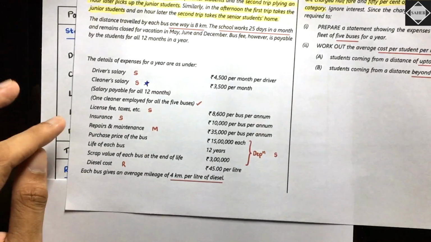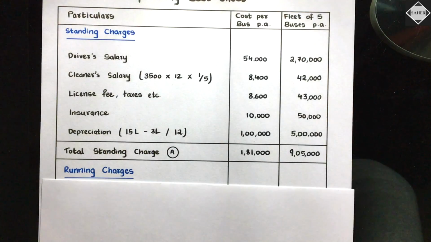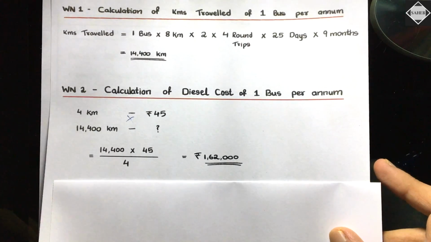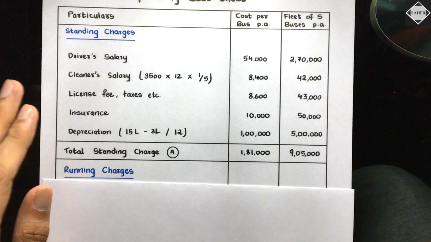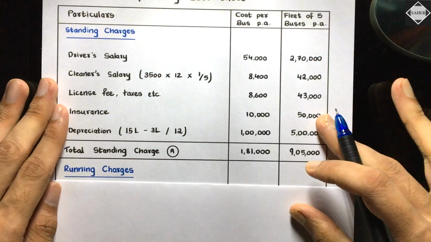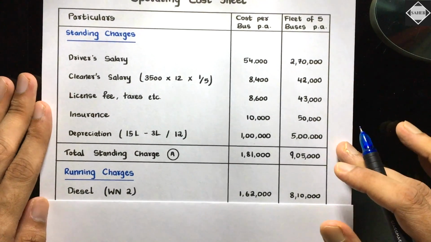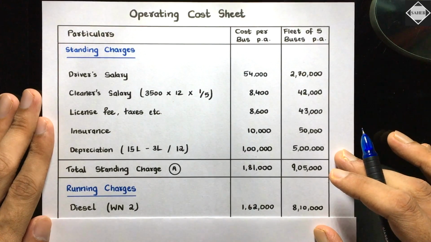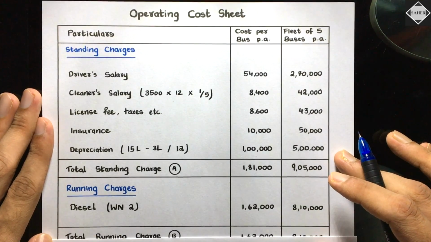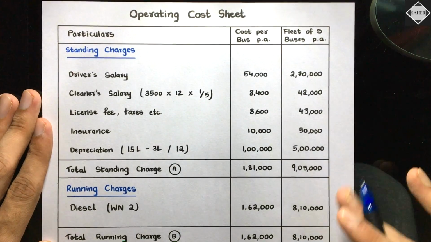You know that. What is that? Diesel cost. Only one variable cost. 45 per liter they said. We did the calculation and we found it to be 1,62,000. Right? So you can easily take it. We calculated that per bus per annum. So 1,62,000, if you multiply by 5, that is equal to 8,10,000. Is it clear? Simple. Then directly total running charge, 1,62,000, the same, and 8,10,000. Clear?